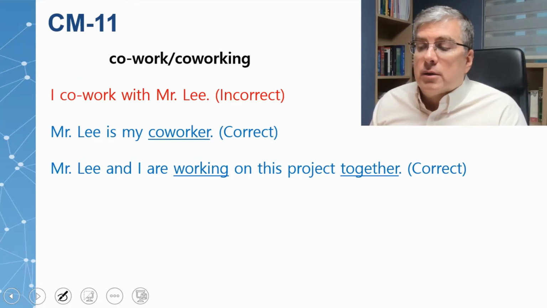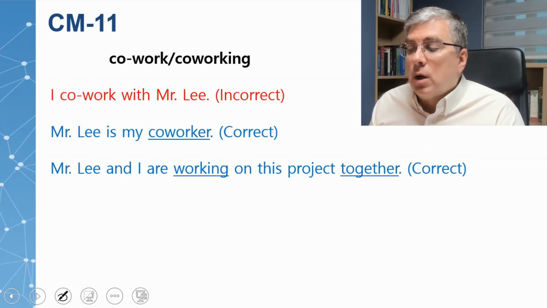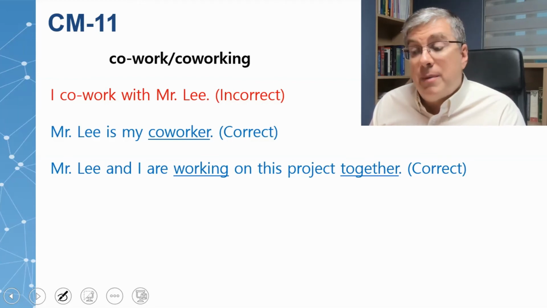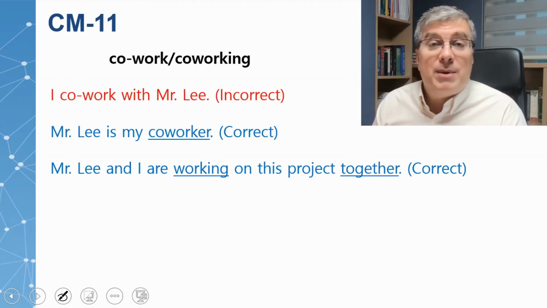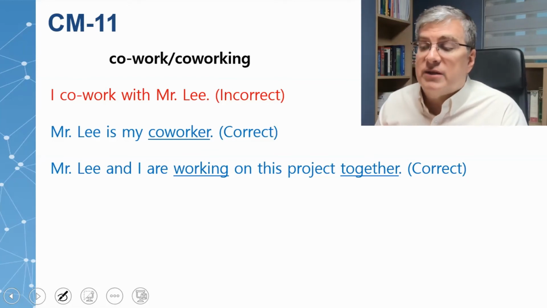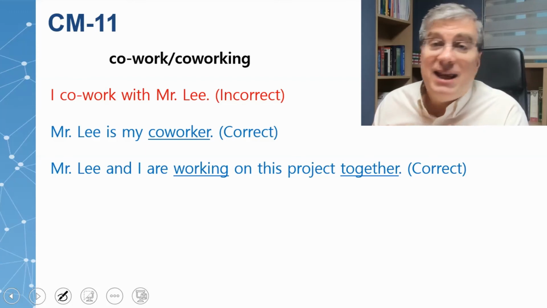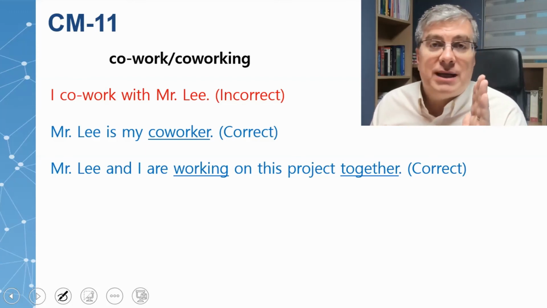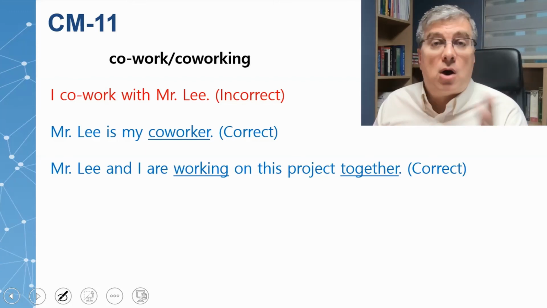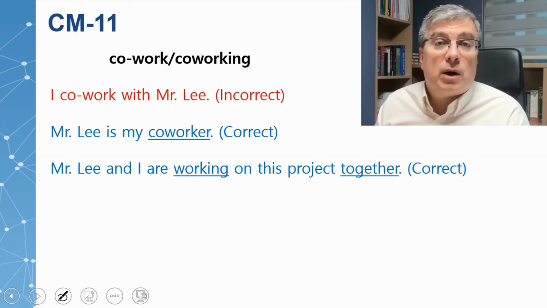So another correct sentence would be, Mr. Lee and I are working on this project together. Now, maybe Mr. Lee isn't your coworker. Maybe he's from another company. So you could say this, Mr. Lee and I are working on this project together. It doesn't have any implication about whether Mr. Lee is your coworker or your colleague. He could be working at a different company, and this would be fine to say as well.